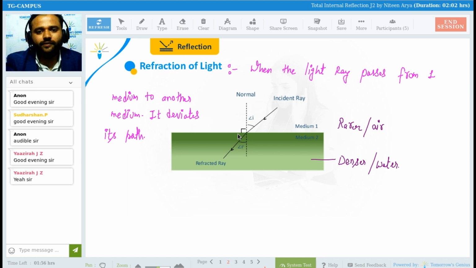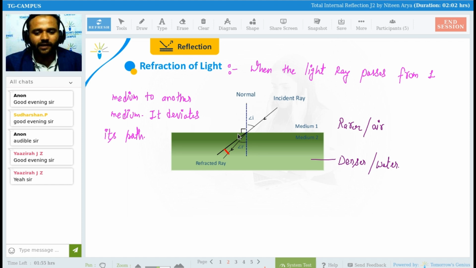We take a perpendicular line as a normal to measure how much the deviation is. In general, if there is no change of medium, the light ray is going to pass straight in this way. But this slight deviation happens because of the process known as refraction.